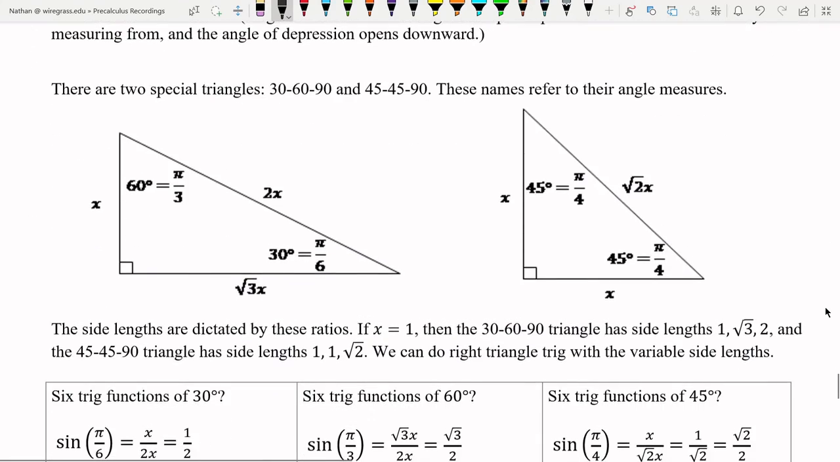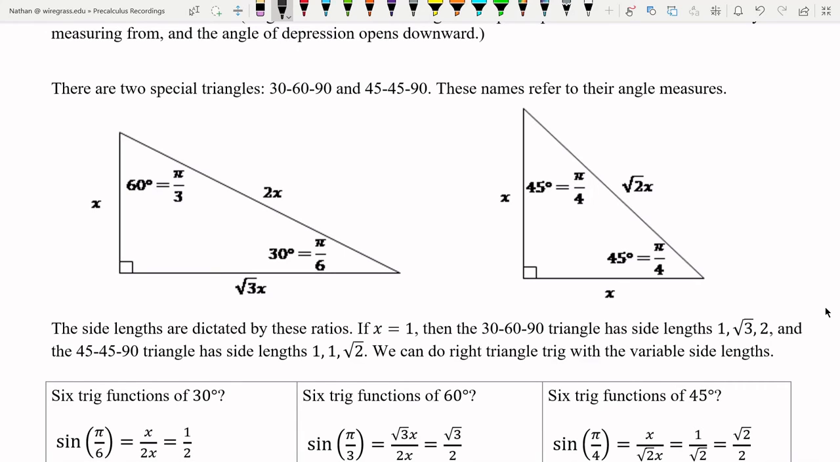Now, there are two special triangles we're going to use quite frequently in trigonometry. We've actually already seen these angles in the previous part of this video. These are the 30, 60, 90 and the 45, 45, 90. So 30, 60, 45, and 90 were all the special angles that we had seen, right? This is going to be pi over 6, pi over 3, and pi over 2. This one's pi over 4, pi over 4 again, and then pi over 2. So those are the special angles.